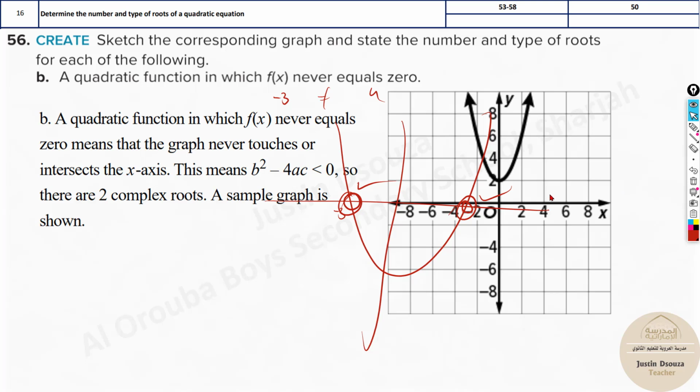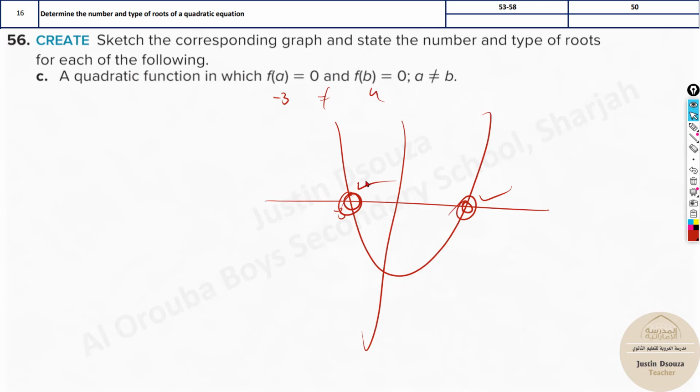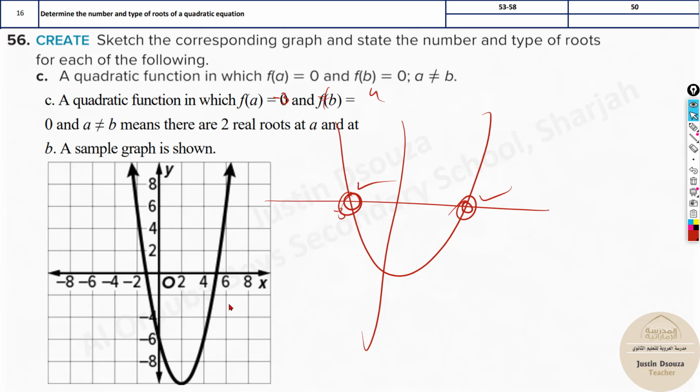So you're never having a solution. But here there are two zeros and two separate values. The graph is something like this. It can be anything. It'll be two real roots. It can be irrational or rational. We don't know because they have not given the discriminant. But we know it's two real zeros.